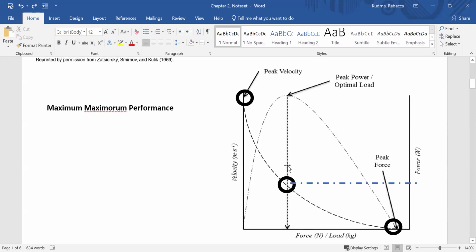Each joint is going to have its own power curve. And if you get to multi-joint movements like a clean or a jump, the power curve for each movement will look a little different. But the peak power, the maximum maximorum power, is always going to be somewhere in the middle, higher than the peak force and lower than the peak velocity. So this power curve may look a little different depending on the movement or the joint, but it will always have its peak somewhere in the middle.